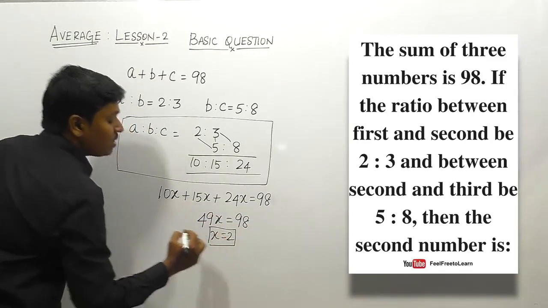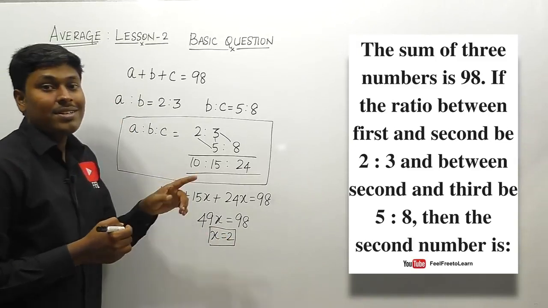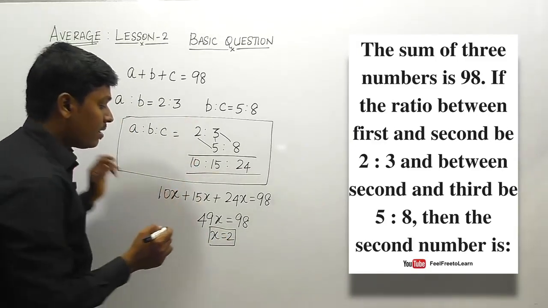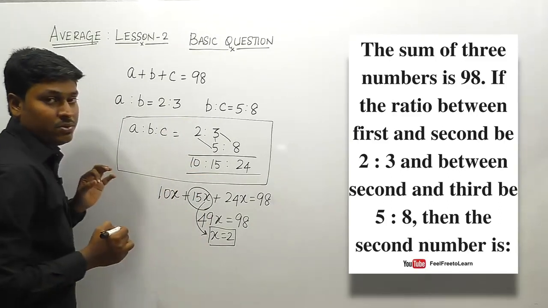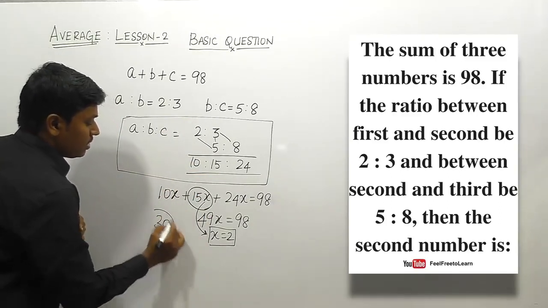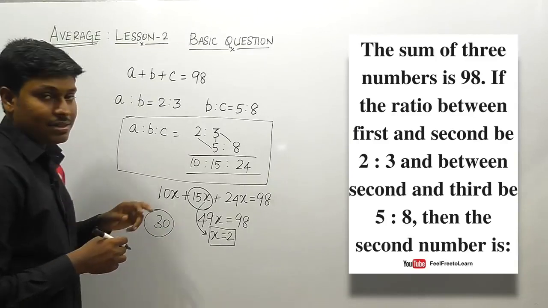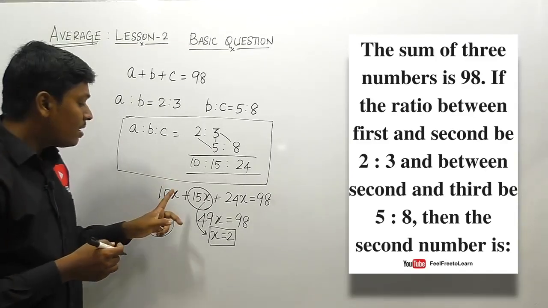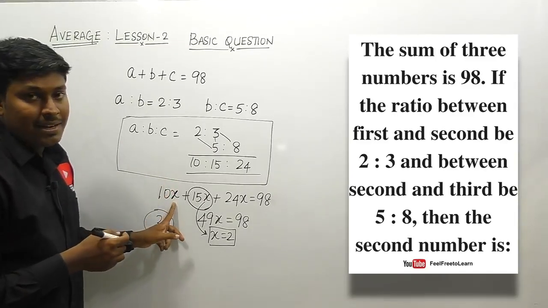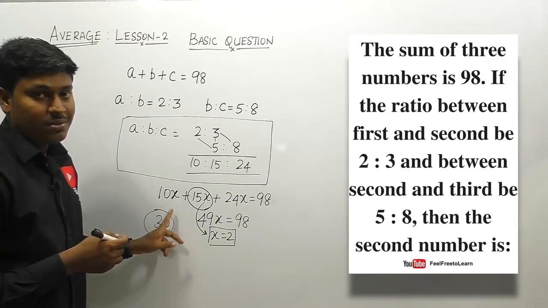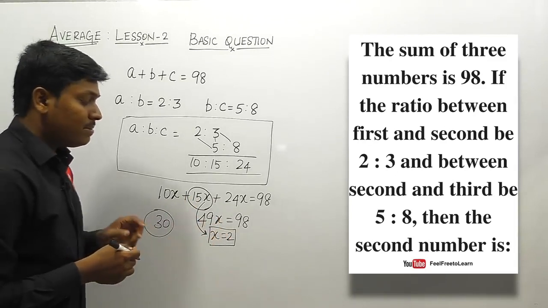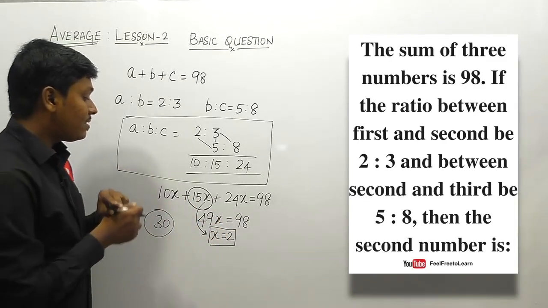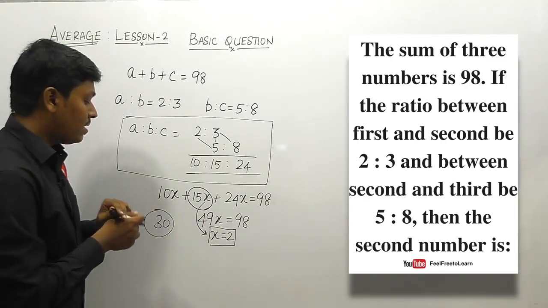So friends, finally we got the value x is equal to 2, but our target is to find the value of the second number. We know that the second number will be 15x, and the value of x is 2, so 15 into 2 will be 30. So finally we got the second number, that is 30. If they ask for the value of the first number, we know that the first number will be 10x, so 10 into 2 will be 20. So the first number will be 20, the second number will be 30, and the third number will be 48. So finally we can say that the answer for the last 10th question will be 30.